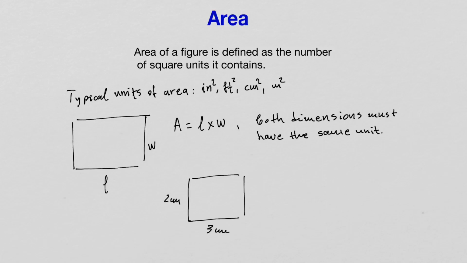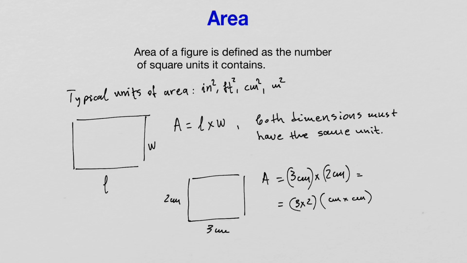So as an example, let's calculate the area of a rectangle that has a 3 centimeter long side and a 2 centimeter wide side. So multiplying the length by the width, we get 3 centimeters times 2 centimeters. And so here I'm going to rearrange the notation. I'm going to multiply 3 by 2, which will give me the value of the area, the actual number for the area of this rectangle.